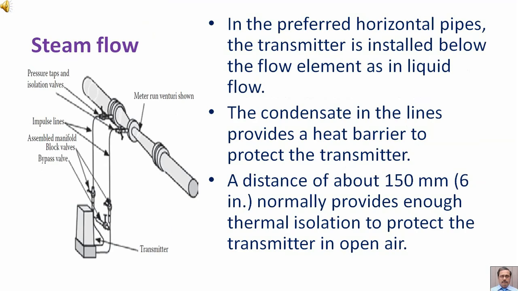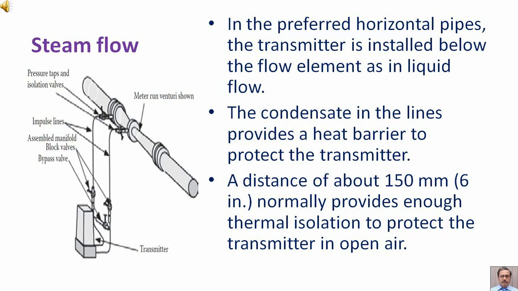Steam flow. In the preferred horizontal pipes, the transmitter is installed below the flow element as in liquid flow. The condensate in the lines provides a heat barrier to protect the transmitter.